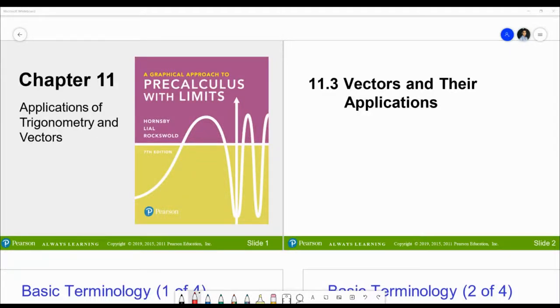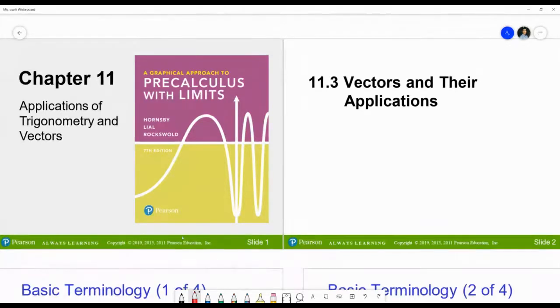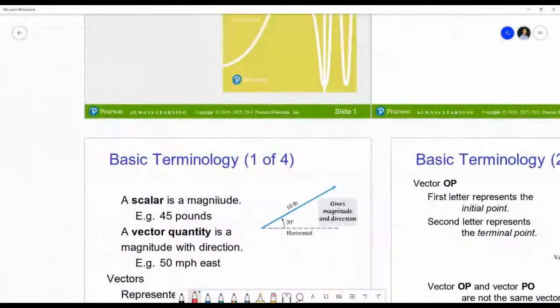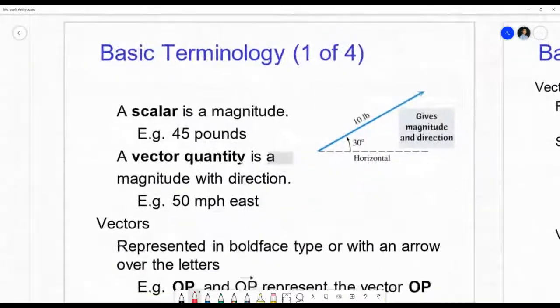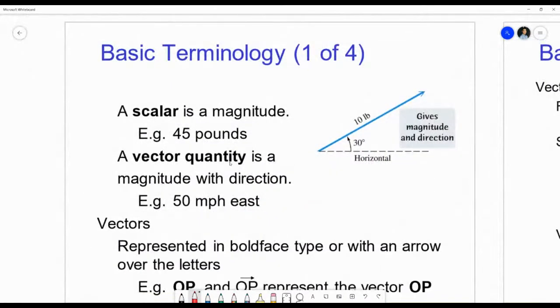We're going to go over chapter 11.3, which is over vectors and their applications. So first, let's find out what is a vector by identifying what is a scalar and some properties of vectors.